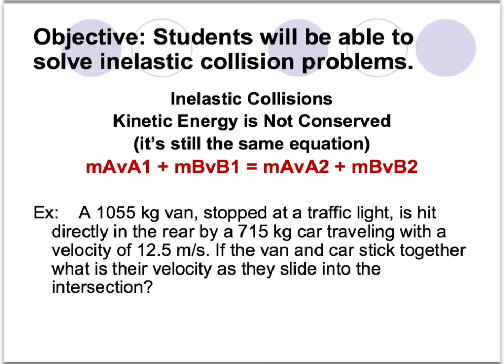Here we have an example where we have a 1,055 kilogram van stopped at a traffic light that's hit directly in the rear by a 715 kilogram car traveling with a velocity of 12.5 meters per second. Now the van and the car stick together and they slide into the intersection, and we want to find the velocity as they slide into the intersection. Because they stick together, this is what's known as an inelastic collision. It's when two things collide and they stick together.